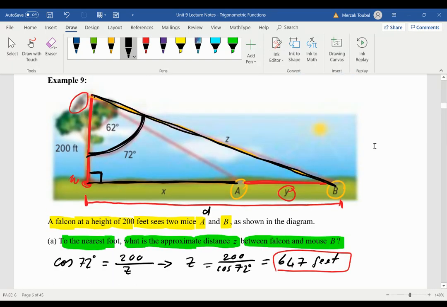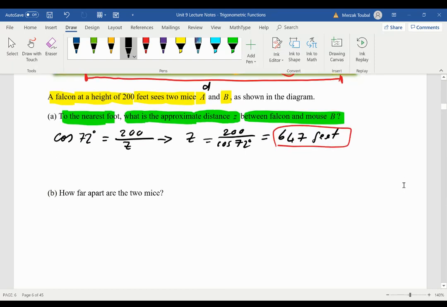To find D, we can use the tangent function. Tangent of 72 is D over 200. So let's write that down. Tangent 72 is D over 200. That means D is 200 times tangent of 72.